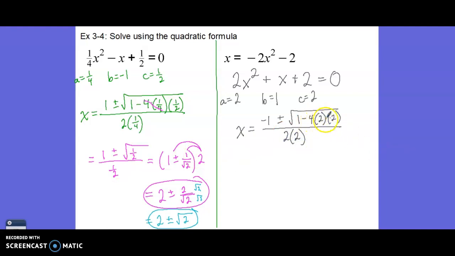So again, if you use a calculator, that's fine. But I don't think you really need it because 4 times 2 is 8 times 2 would be 16. We have 1 minus 16.